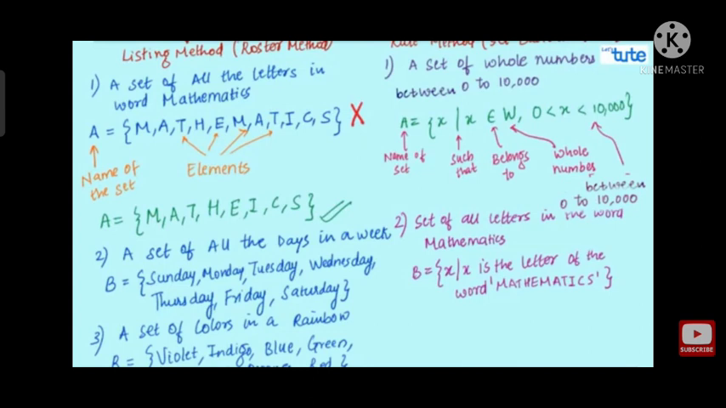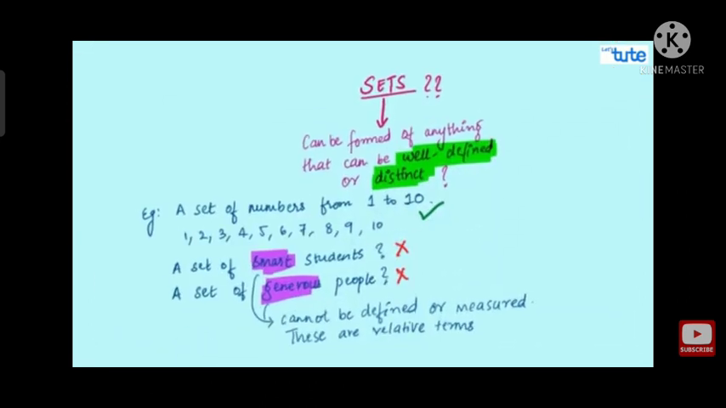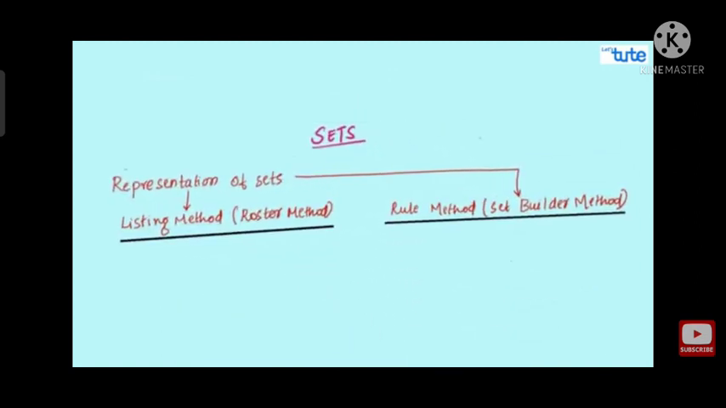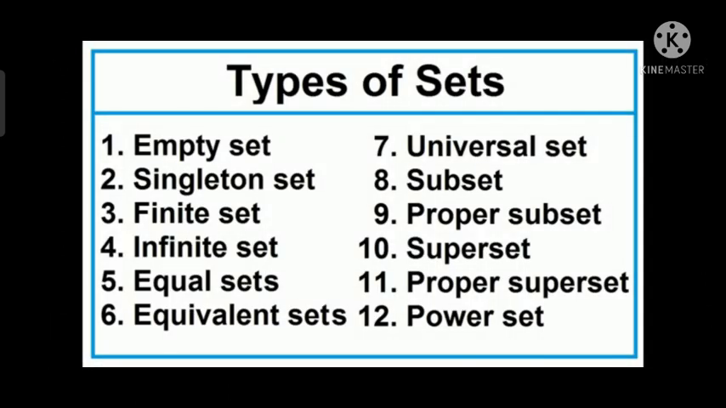Now, here we can see that we have added certain conditions in this set. This is the reason why this is also known as a rule method. So till now we have seen what a set is, things that can form a set, and ways to represent these sets. In our coming sessions, we will see empty set, singleton set, finite set, infinite set, equal sets, equivalent sets, universal set, subset, proper subset, superset, power set.